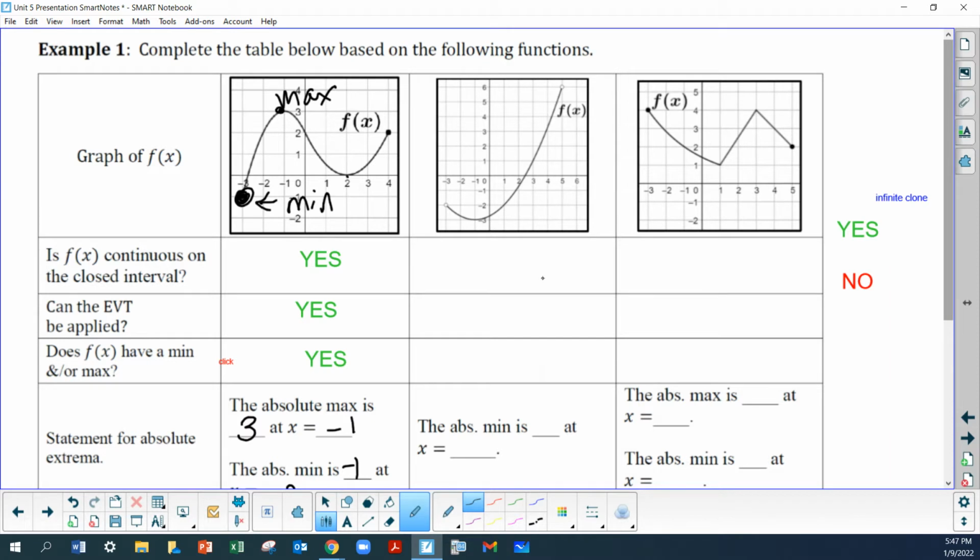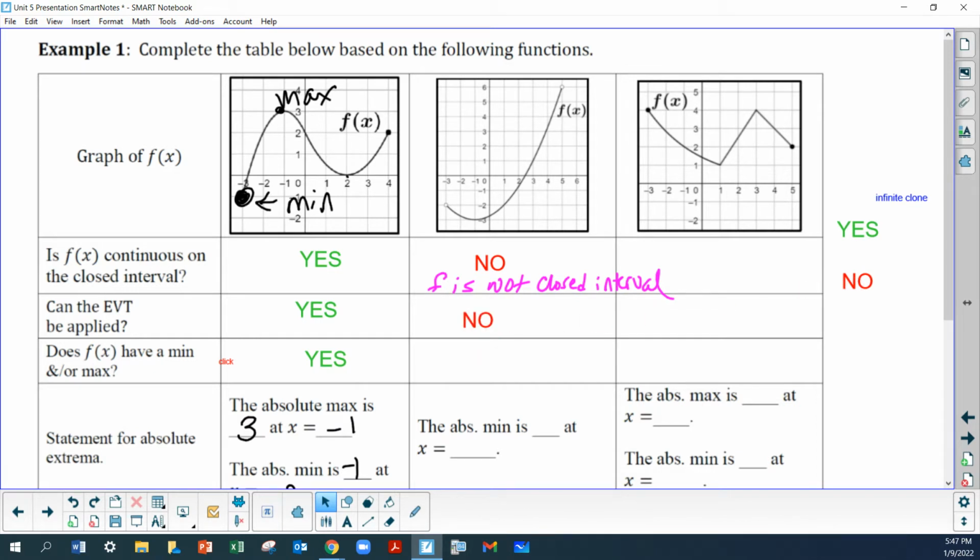Is the function continuous on the closed interval? Well, we would have to answer no on this one, wouldn't we? It's not closed. So it's not a closed interval. It is continuous. Can the EVT be applied? No, not if the conditions aren't met.